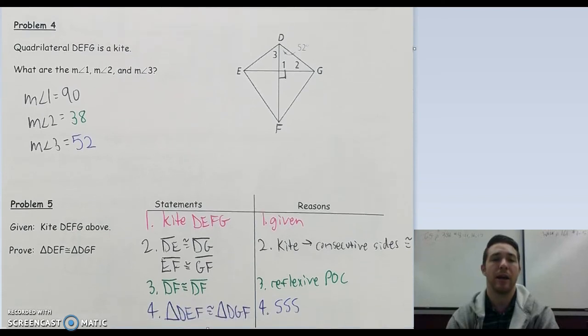So starting with that kite that we have up here, we're going to prove that the triangle on the left, DEF, is congruent to the triangle on the right, DGF. And there's multiple ways to do this, but this is the way that I picked to solve that. And steps 2 and 3, again, could be flipped in either order. They don't depend on each other, but we're using both of those to prove in step 4.